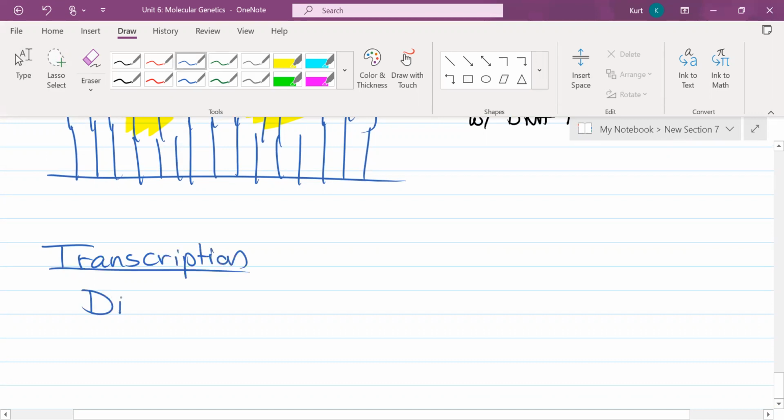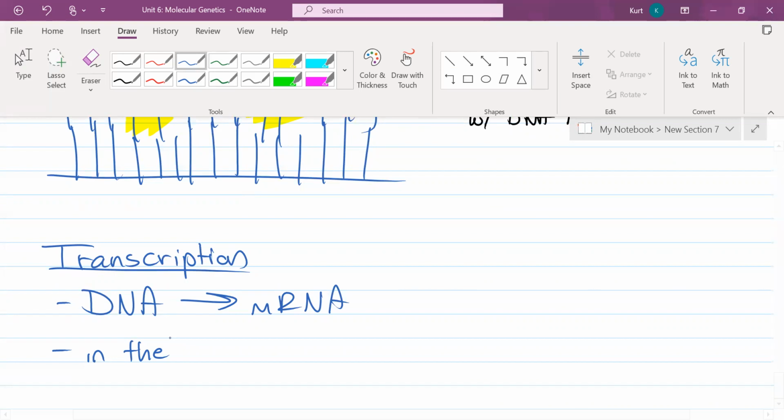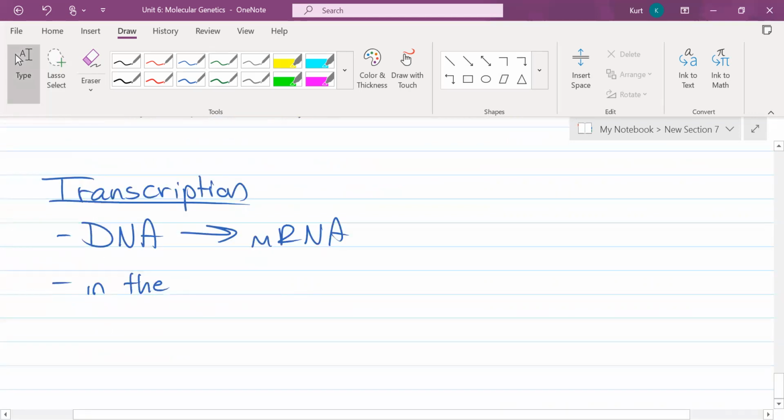Transcription is going from DNA to mRNA. So where does this take place? Guys, when you see something with DNA, you need to automatically know it's taking place in the nucleus if it's a eukaryote. If it's a prokaryote, do they have a nucleus? No. So it's going to be taking place in the nucleoid, which is just a region. Does transcription take place in the nucleus? Why? Because it involves DNA.